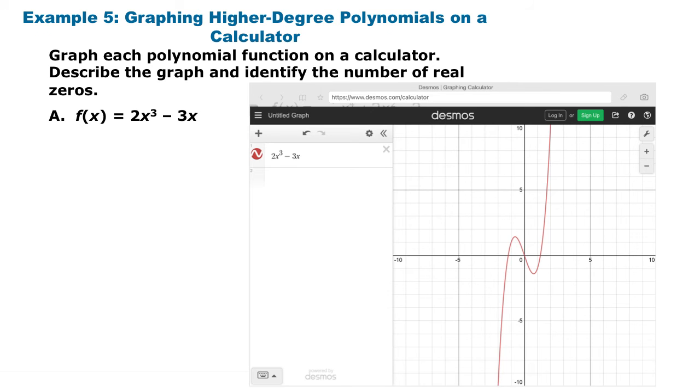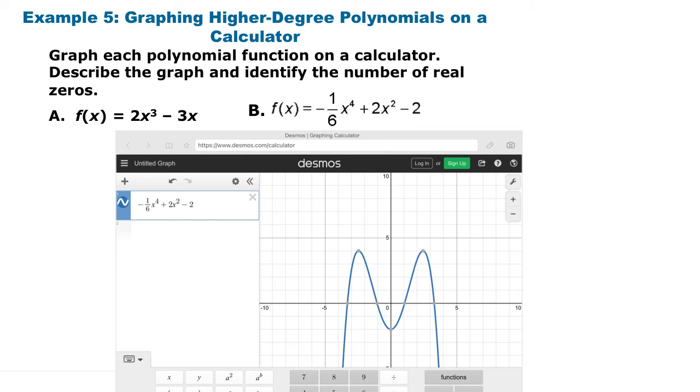When we start looking at these polynomials on a graphing calculator, we start to see some really weird shapes we haven't seen before. Here's our first function graphed right here, and the number of real zeros is going to be 1, 2, 3. It's the number of places that it crosses or touches the x-axis. Here is function b, graphed right there, and it's going to have 4 real zeros. 1, 2, 3, 4.